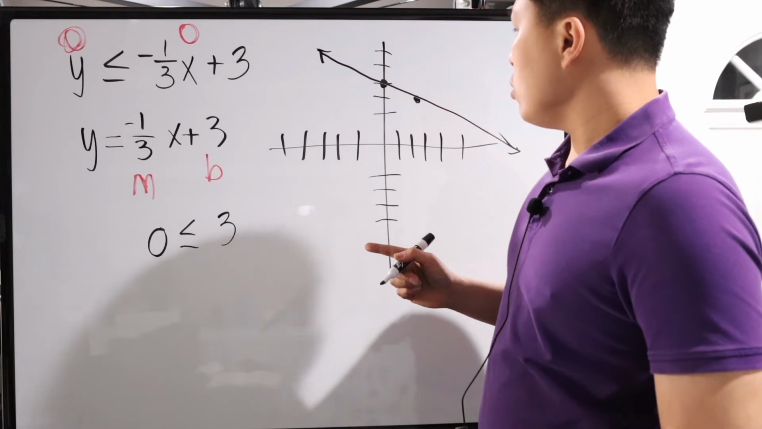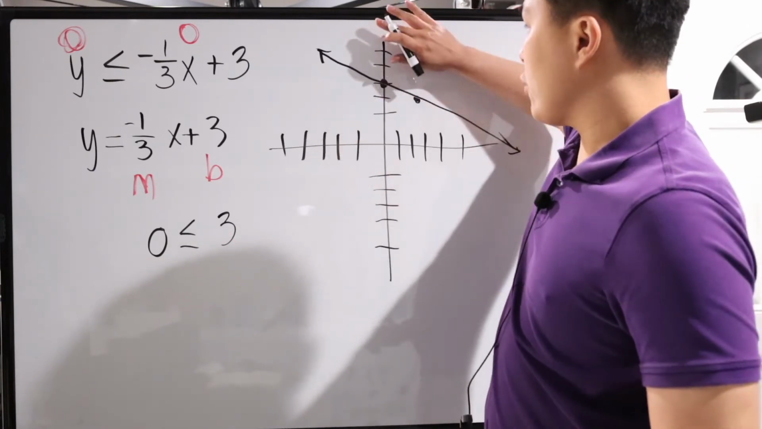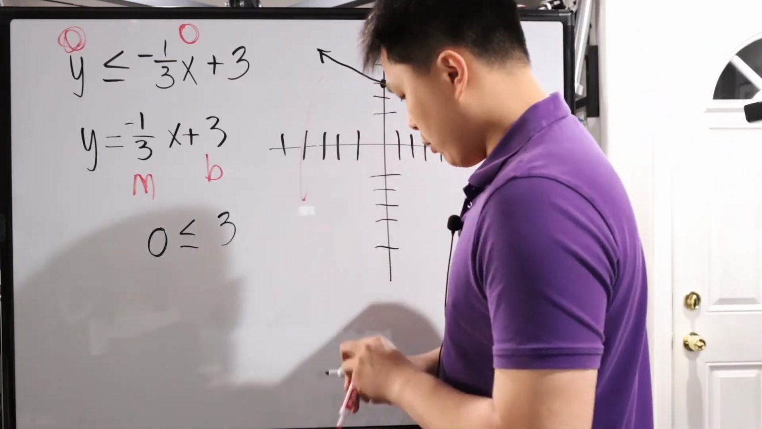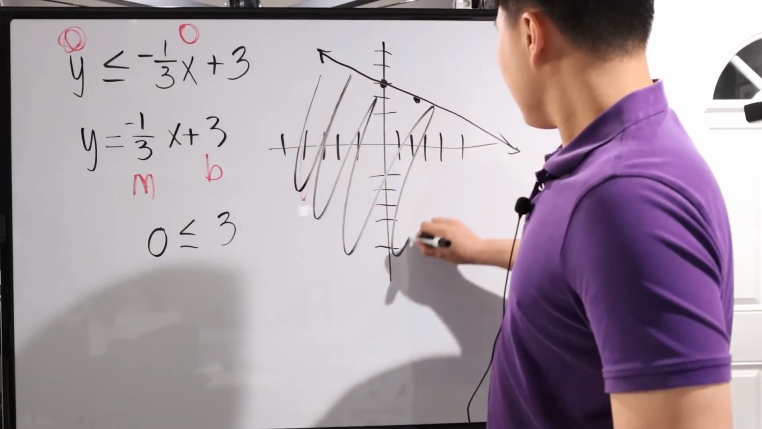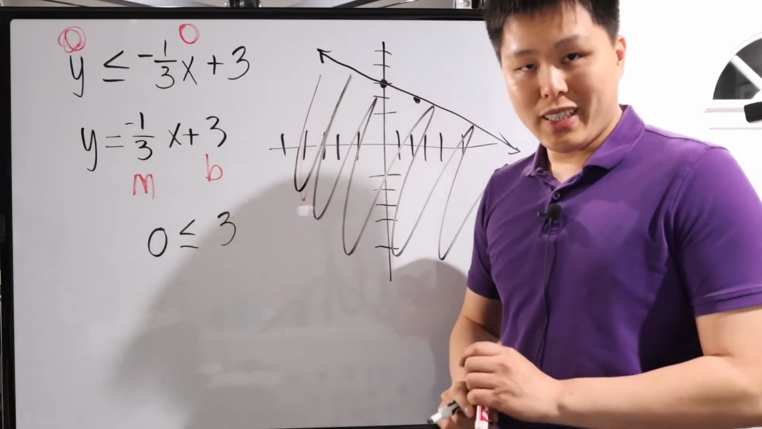So we know that all of these points are going to work. Everything else here is not going to work. So we're going to have to shade. And my marker is dead. All right, we're going to have to shade everything here. And this would be our graph for this inequality.